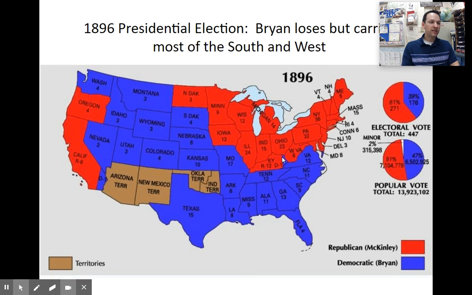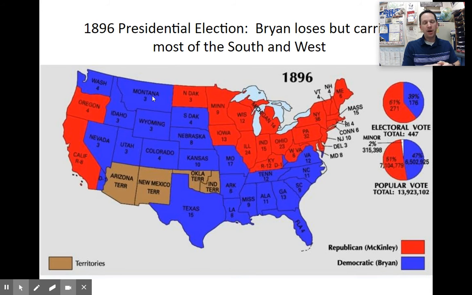McKinley wins the Northeast, he wins the upper Midwest, and he wins California and Oregon. But look at what William Jennings Bryan did. He wins the entirety of the South. Again, at this time in American history, the South is solidly Democrat. But he wins almost every state in the Midwest and in the Northwest. So politics is becoming very regionalized.